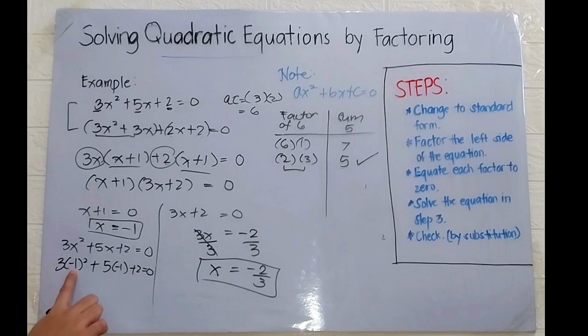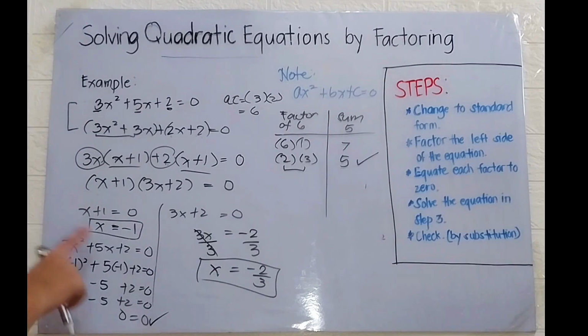So, let's find the square of negative 1. Negative 1 squared is 1 before we multiply it by 3. Positive 5 times negative 1 is negative 5 plus 2 is equals to 0. 3 times 1, 3 minus 5 plus 2 is equals to 0. 3 minus 5 is negative 2 plus 2 is 0. Is 0 equals to 0? Yes. So therefore, our value of x which is negative 1 is true to our given equation. Okay?